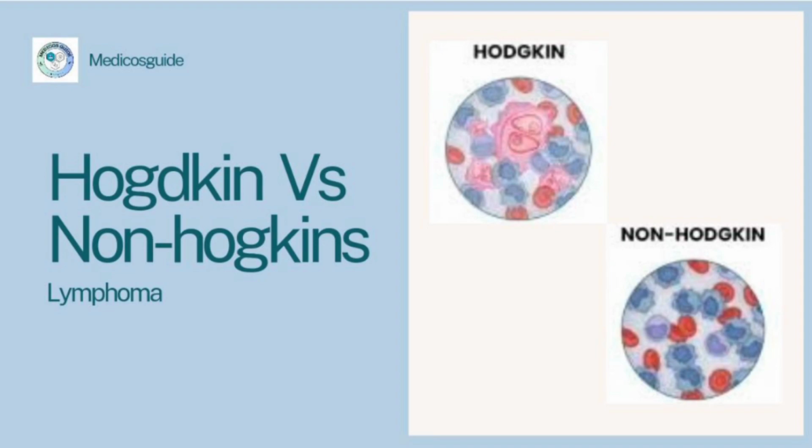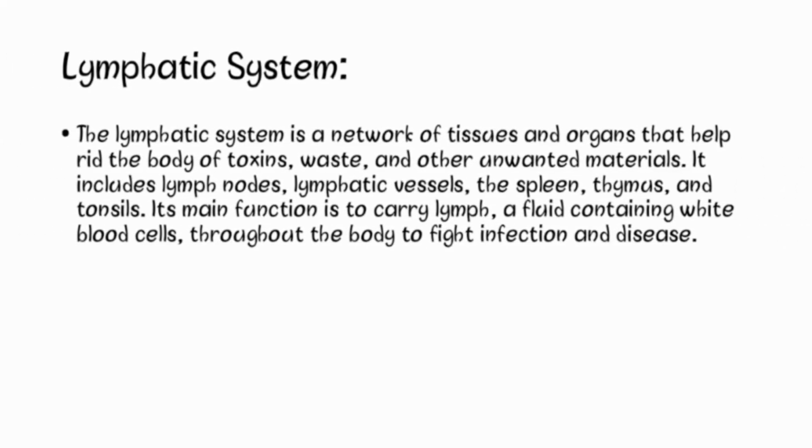Today, we are delving into the world of lymphomas and uncovering the key differences between Hodgkin's and non-Hodgkin's lymphoma. So, let's jump right in. First, let's talk about the lymphatic system. It's a network of tissues and organs that help rid the body of toxins, waste, and other unwanted materials. It is composed of lymph nodes, lymphatic vessels, the spleen, thymus, and tonsils.